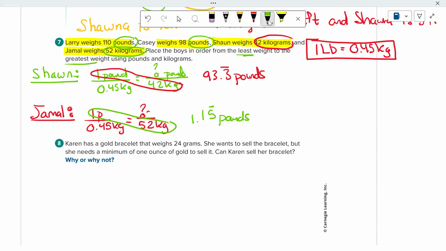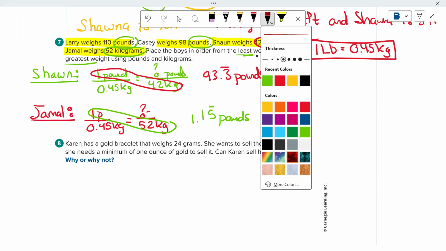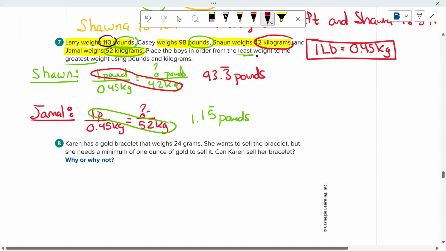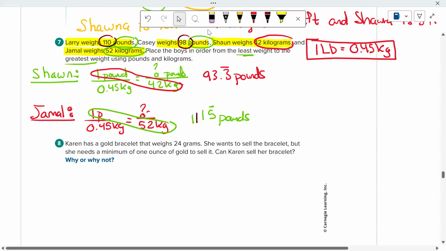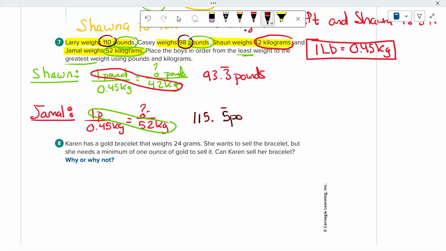All right, so now we just organize them from smallest to largest. So let's look. I like to change colors. Let's try this cool red. So Larry is 110. Casey's 98. Sean is 93. It looks like Jamal's the shortest, unless I typed it in wrong. What does that say? 52? Yeah, he's 52 kilograms, right? Oh, oops, I typed that in wrong. 115. Mr. Christian's a little crazy. He forgot that he typed it in wrong. We fixed that right there. So that's 115.5 repeating pounds. Apologies, y'all.